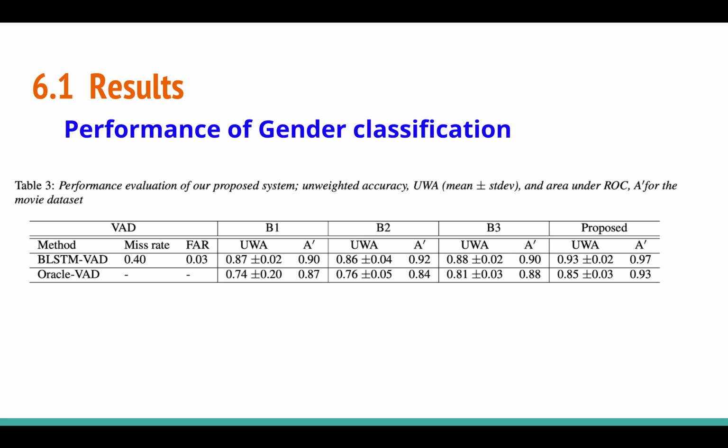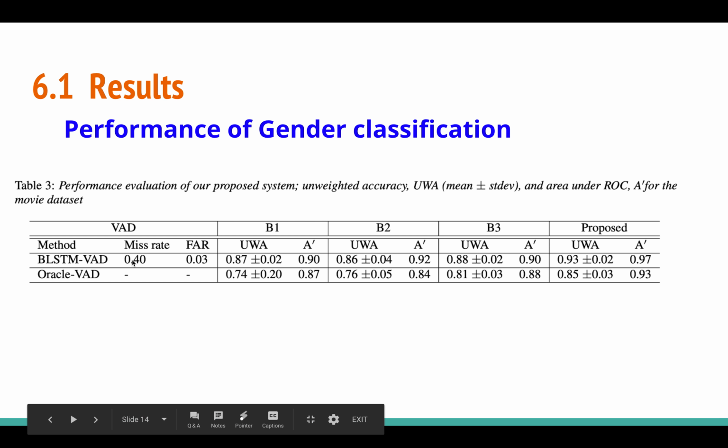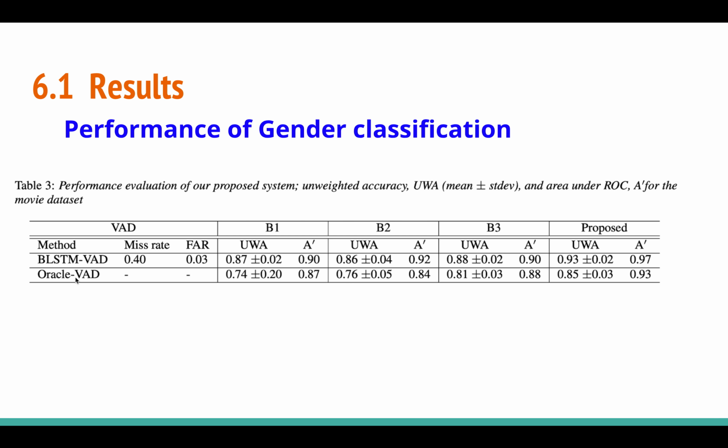Then we'll see the results on gender classification. So basically the results are calculated using the Oracle WAD, which is the ground truth WAD annotations we have, and we also calculate the accuracies using the BLSTM WAD. Since we have to do VAD segmentation before we do a gender classification, they have tested it with Oracle WAD, which is the ground truth WAD, and they also tested with their own WAD model, which is BLSTM WAD. And as we know, what does B1 stand for?